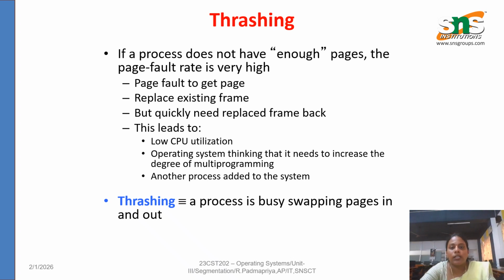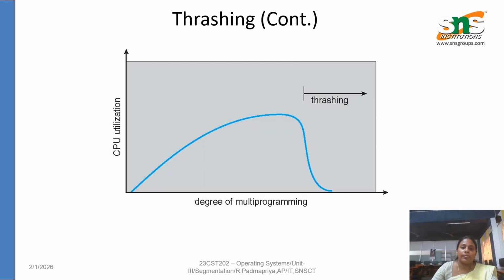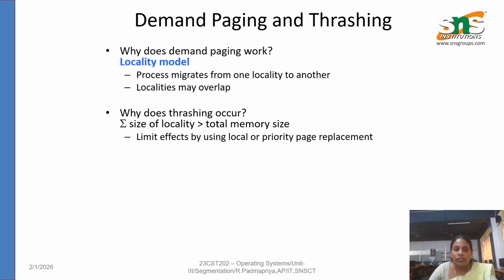If a process does not have enough pages, the page fault rate is very high. A page fault occurs to get a page, replacing an existing frame, but the replaced frame is quickly needed back. This leads to very low CPU utilization. The operating system, thinking it needs to increase the degree of multiprogramming, adds another process to the system. Thrashing means a process is busy swapping pages in and out. So this is thrashing.